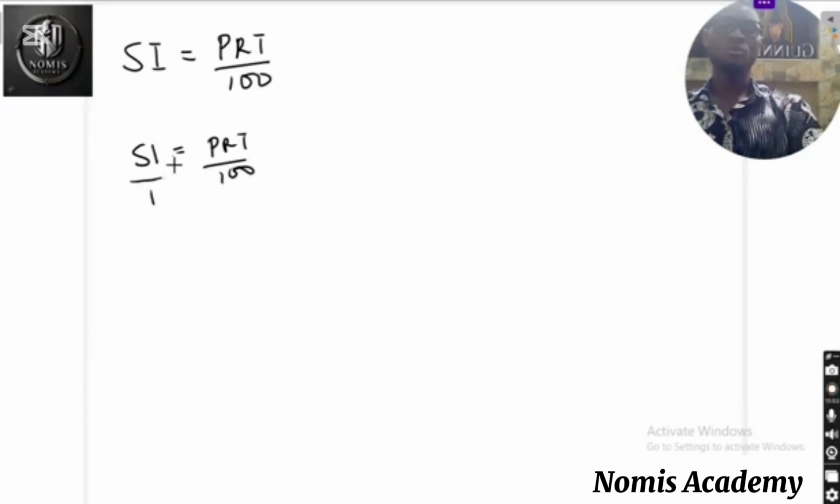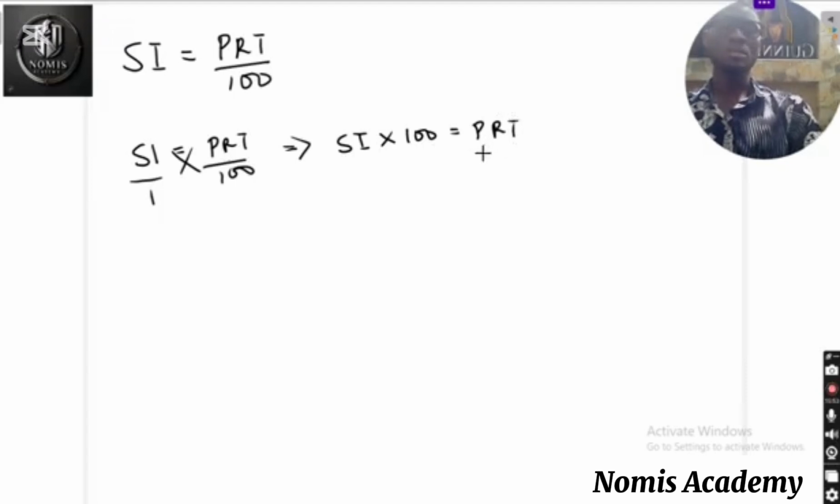So what we do from here is we cross multiply so that it becomes simple interest multiplied by 100 equals PRT. So once you have a straight equation like this, then you can begin to eliminate any other one that is attached to make a particular one the subject of the formula.